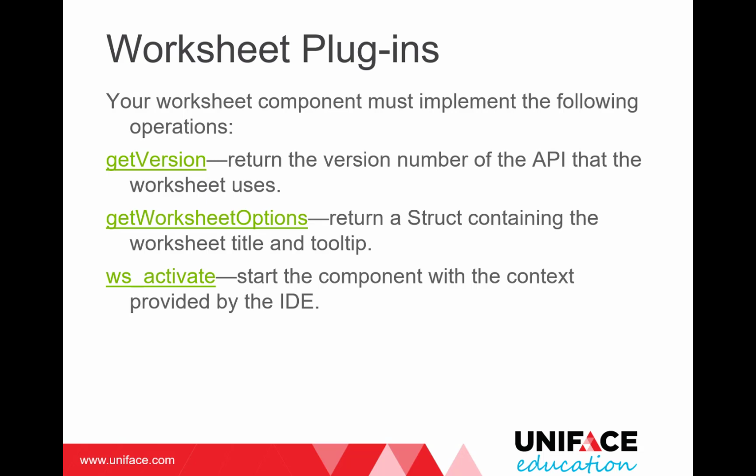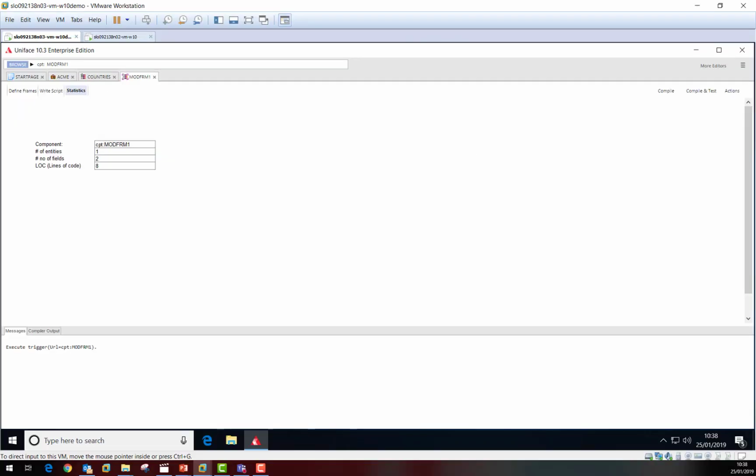Get worksheet options is called by Uniface to find out options about the worksheet, and at this stage it's just a struct that contains the title and a tooltip. So again, if I go back, you'll see in your exercise you set the struct, and you'll have the title, in this case statistics, and when I hover over we say show component statistics, so that's the tooltip you'll be setting.